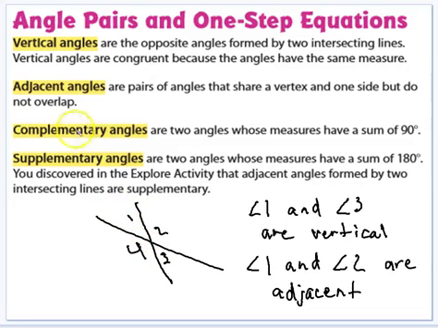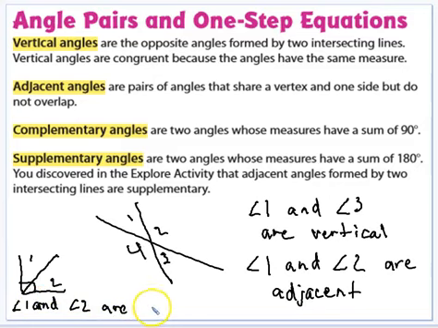So, complementary angles are two angles whose measures have a sum of 90 degrees. Like I said, that right angle is 90 degrees. This is angle 1, this is angle 2. Angles 1 and 2 in this picture right here are complementary.